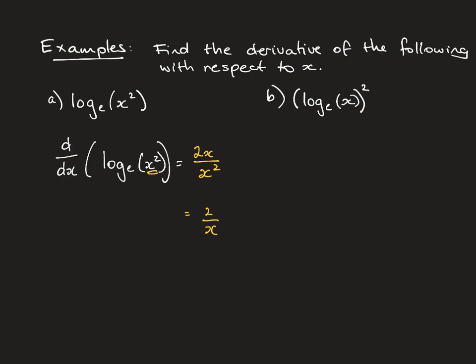This second function is in fact a composite function, and so what we need to do is to find the derivative of the inner and the derivative of the outer. So let's do that. From the inner function, we get the derivative of 1 over x, and from the outer function, which is just a squared function, we get 2 times log to the base e of x. When we multiply those together, we get 2 over x log to the base e of x.